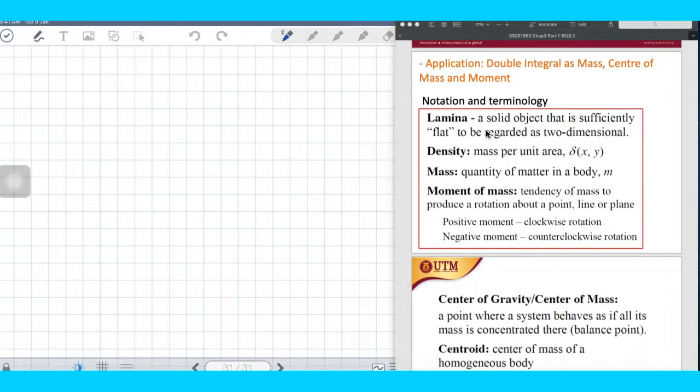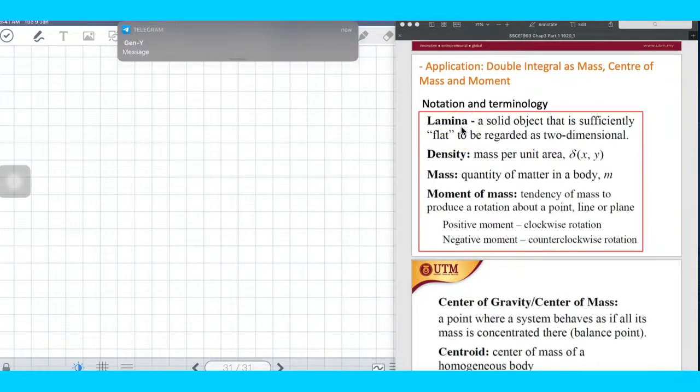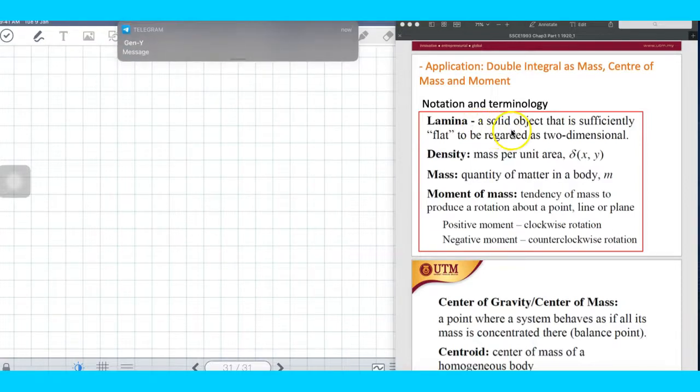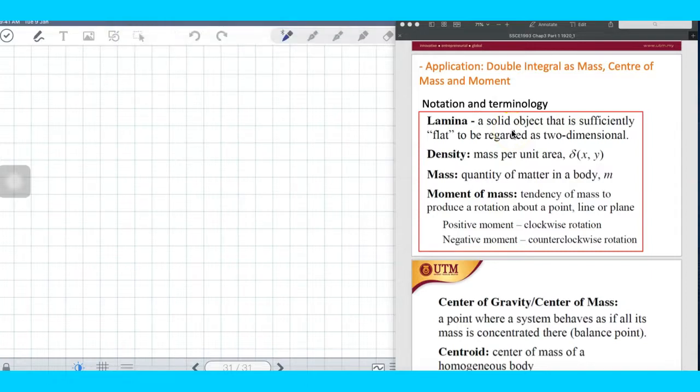In this application, you will see some terms, such as the word lamina. So what is lamina? Lamina is a surface in 3D. But the special thing about the lamina is that it is a kind of solid that looks like something in 3D, but because this solid is very thin and sufficiently flat, we assume that the lamina is just like a curve in 2D.